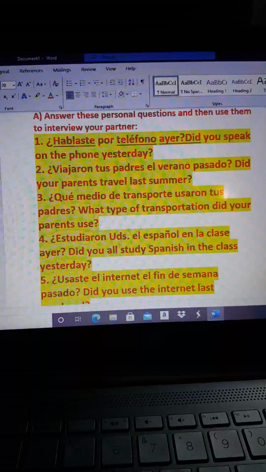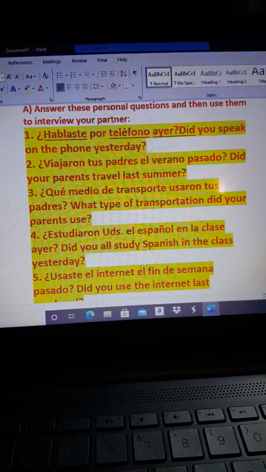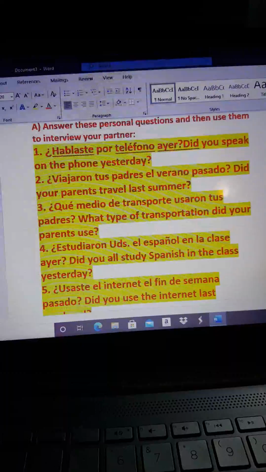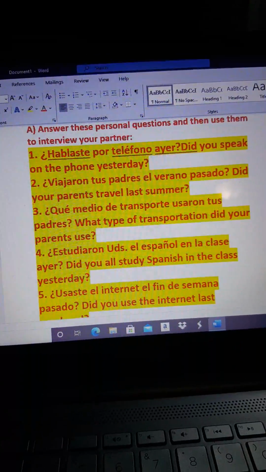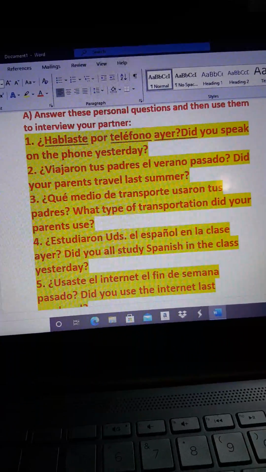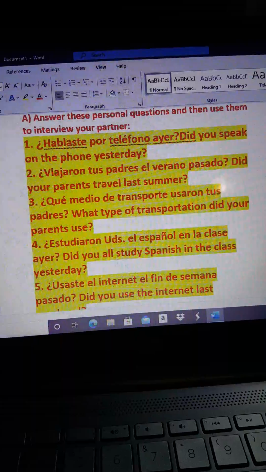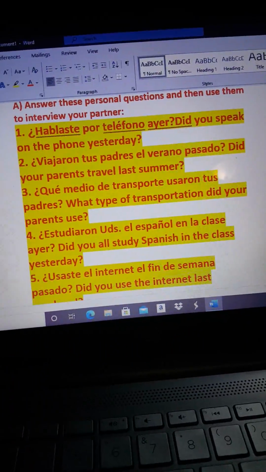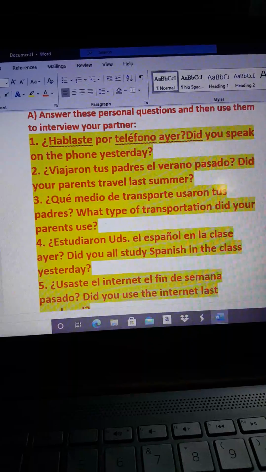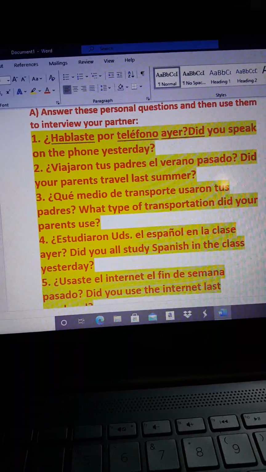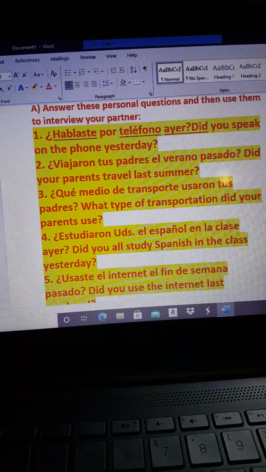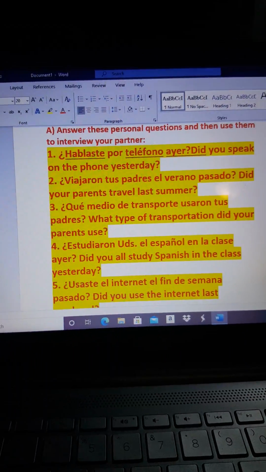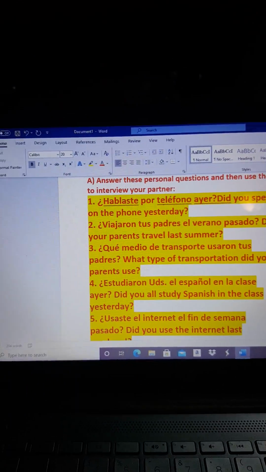Question number 1, for example, ¿hablaste por teléfono ayer? Question number 2, ¿viajaron tus padres el verano pasado? Question number 3, ¿qué medio de transporte usaron tus padres? Now when you ask these questions, you will see whether students answer with the right subject, and they give you the right endings, and so on and so forth.